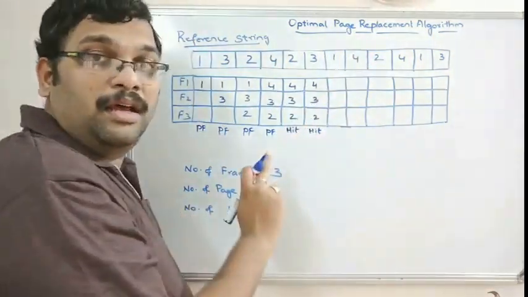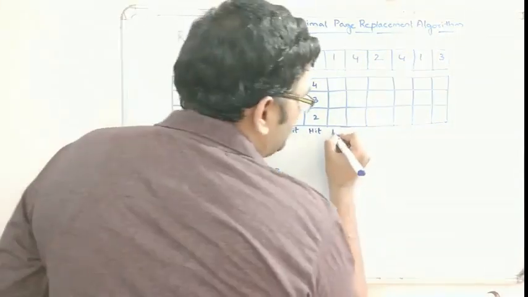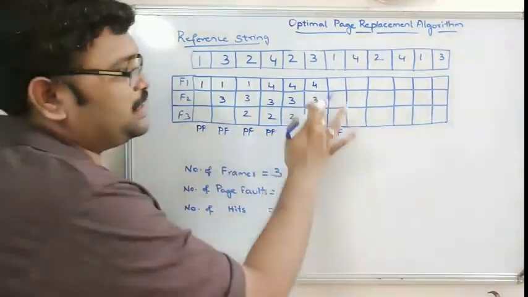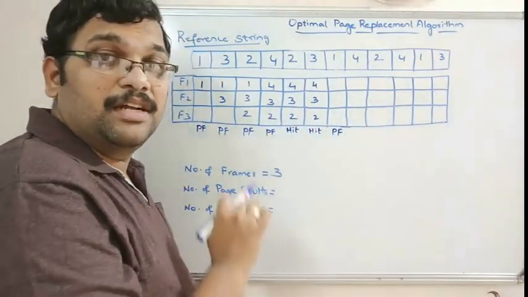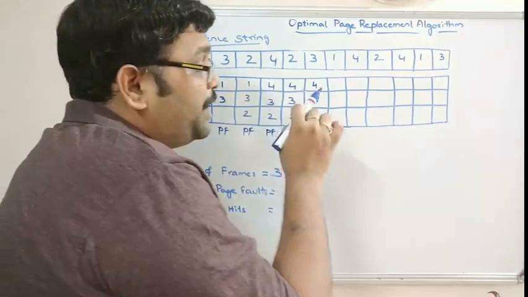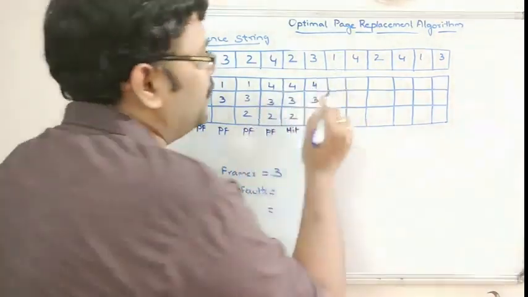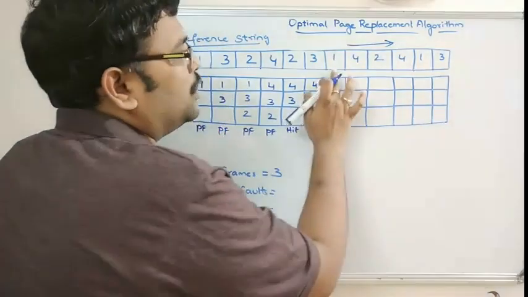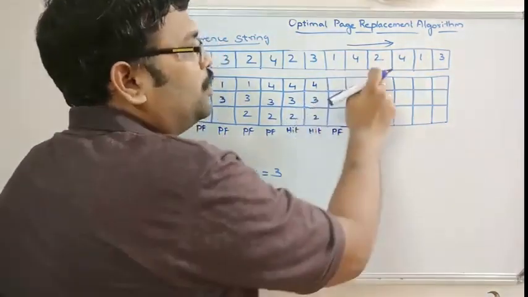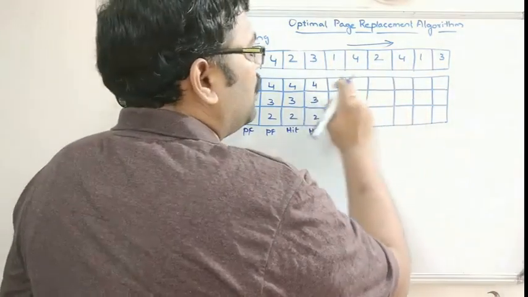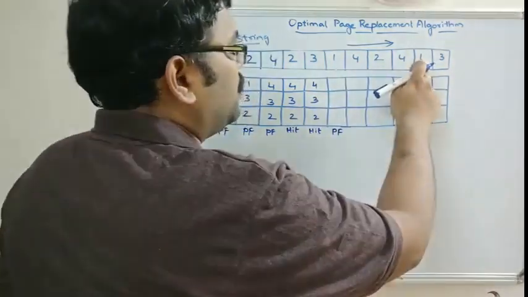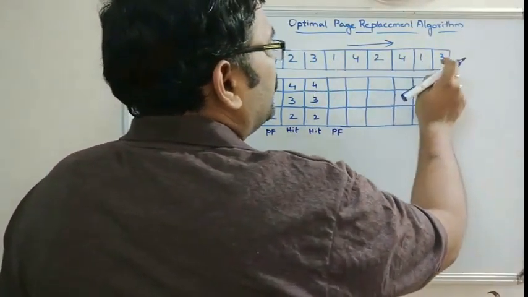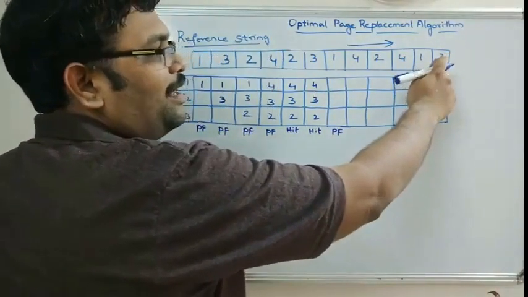1 is not available in the main memory, so it is a page fault. Now we have to replace one among these 3 pages. For that we select the page which is not going to be used for a long time. See, travel towards its right. So 4, 3, 2. 4 we require immediately, 2 we require immediately, then 4 and 1. Then 1 is not there, right? Then 3.